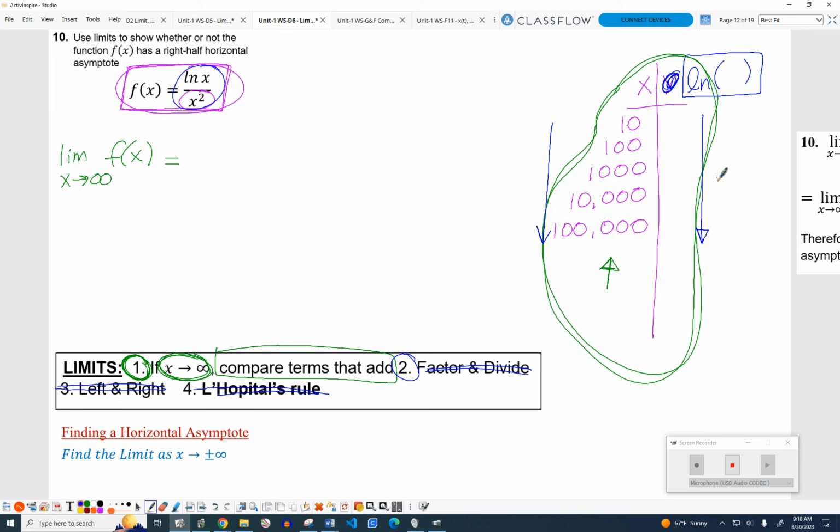So the top is getting bigger. Or you could say the top is approaching infinity. The bottom is getting bigger also, but it's getting bigger faster. So it is also approaching infinity, but more rapidly. That's what's happening. Questions so far?